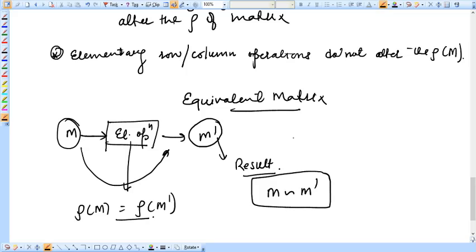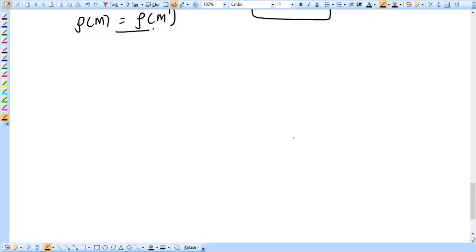Now we can find out rank by this equivalency. We are going to find some matrix which is equivalent to the original matrix. First of all, let me give you an alternate definition of rank.